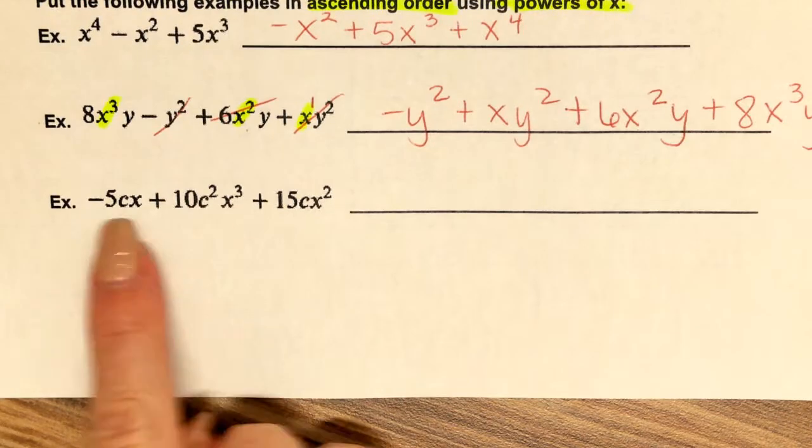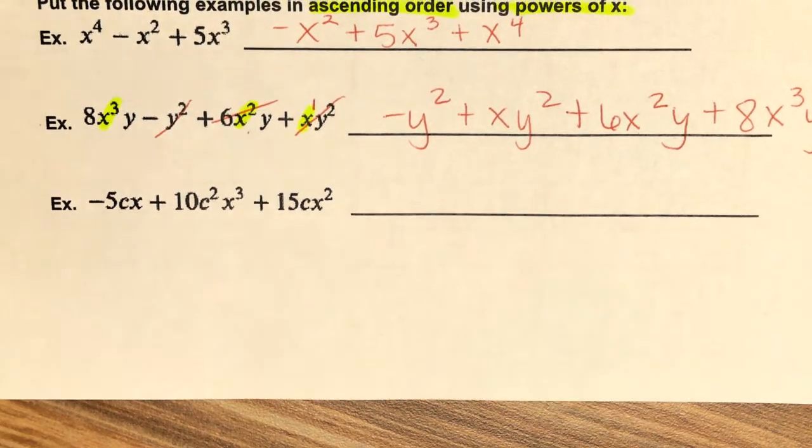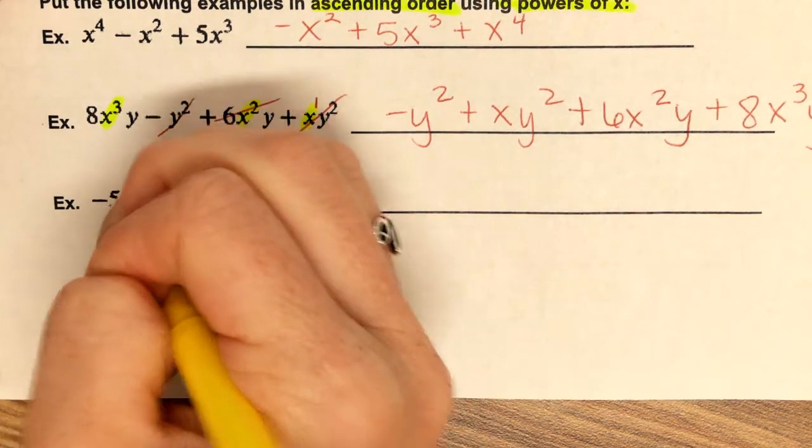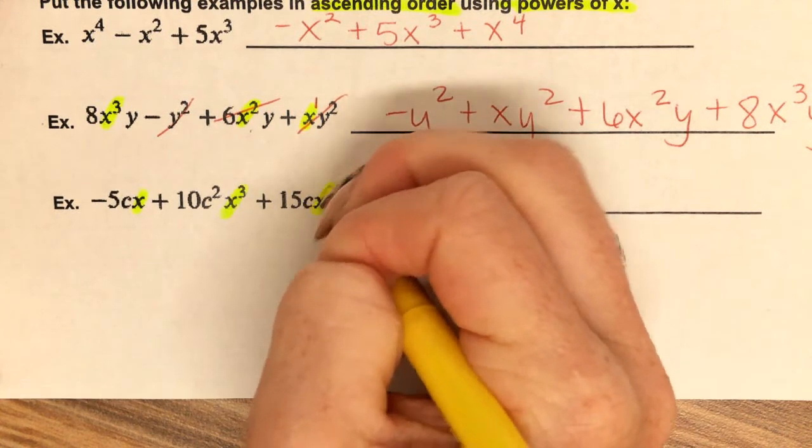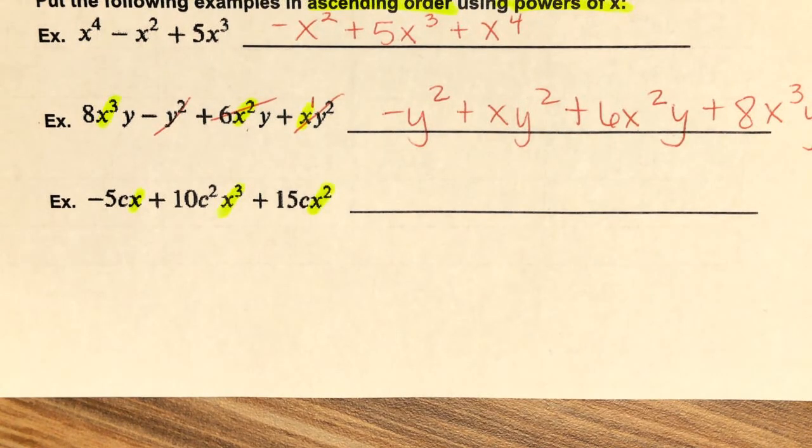Do y'all want to try this one on your own? Yes. What are you only looking at? The x's exponents. And you're putting them from least to greatest, but you're writing the whole term.